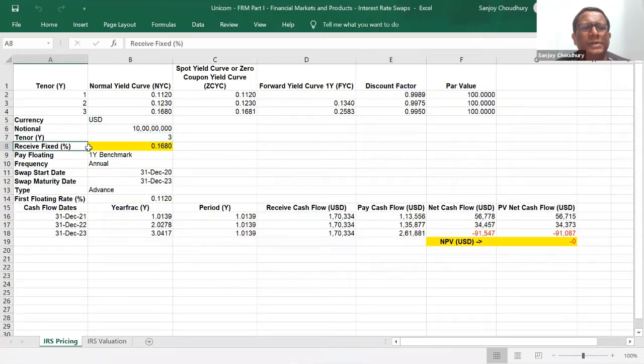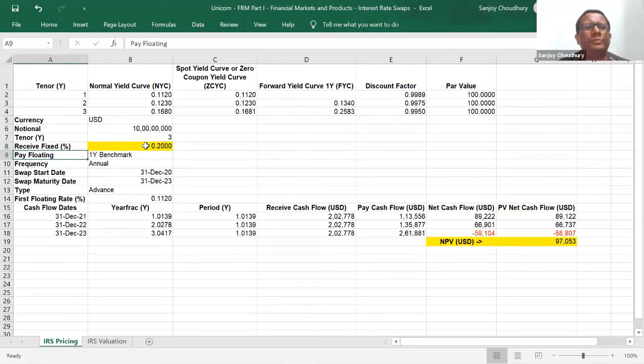Suppose this counterparty is receiving fixed, say 0.1680. Suppose instead of receiving fixed 0.1680, it would have received 0.2, say. So as you can see here, if you receive higher than what you ideally should have received, NPV is giving a positive value, which is not the right principle. The right principle of pricing the swap is that at the start of the swap, the NPV should be equal to 0, and thereby whatever the fixed rate is, that's what you arrive at as the swap pricing.